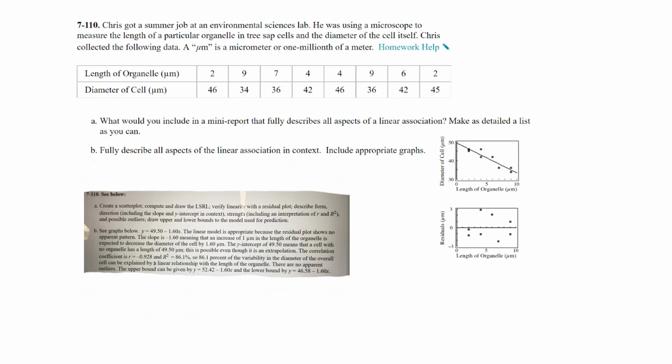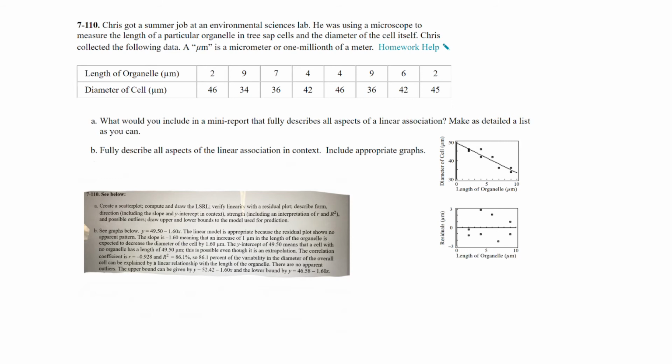I didn't want to have to type all that out. So the answer key says you want to create a scatter plot, which you can see over here to the right. We got a scatter plot. Compute and draw the least squared regression line. We need to verify the linearity with a residual plot, so you can see the residual plot below.